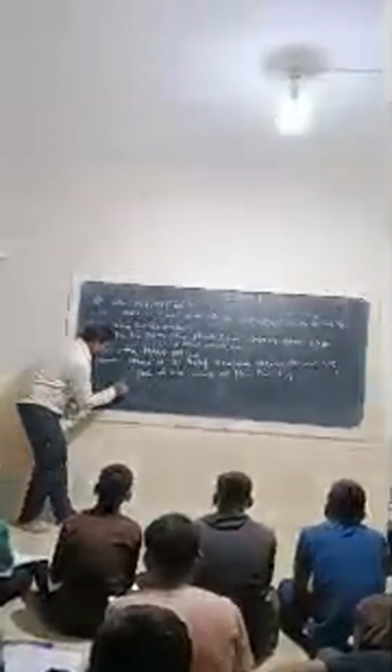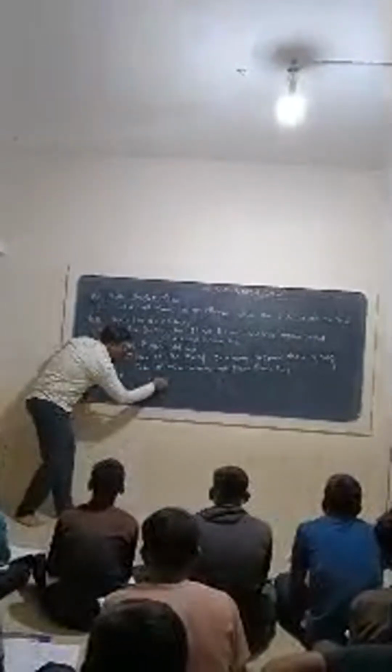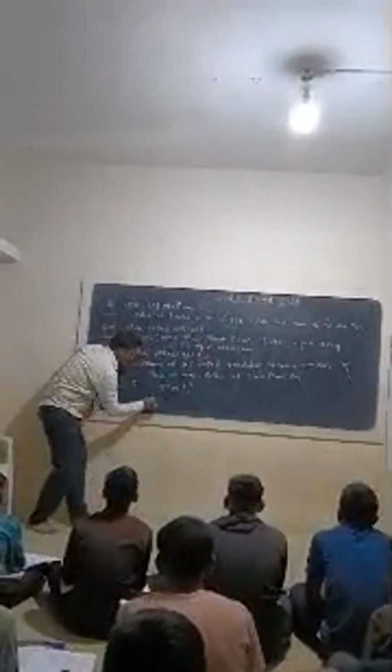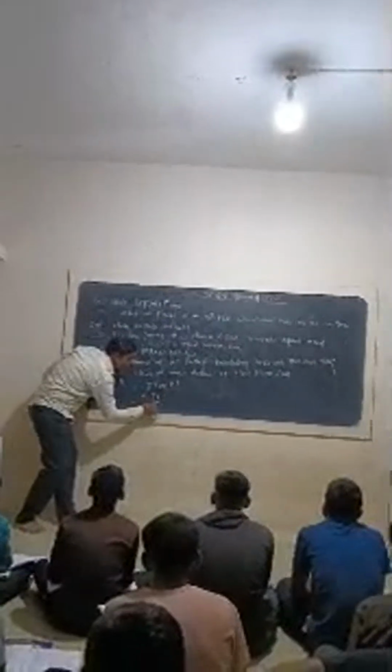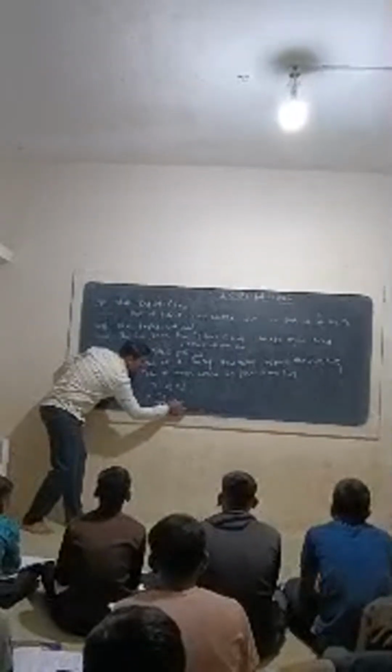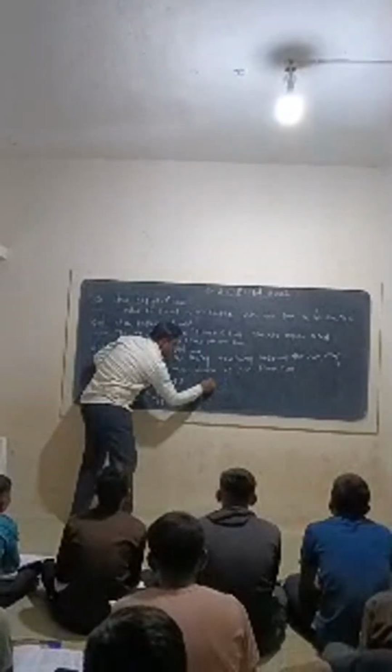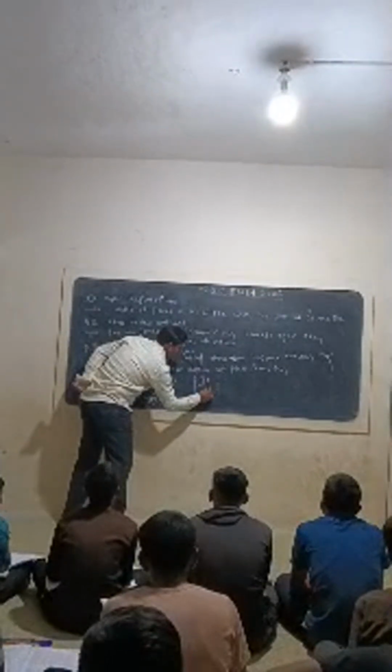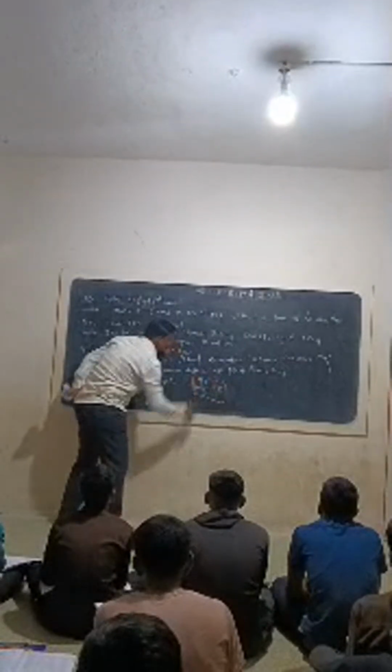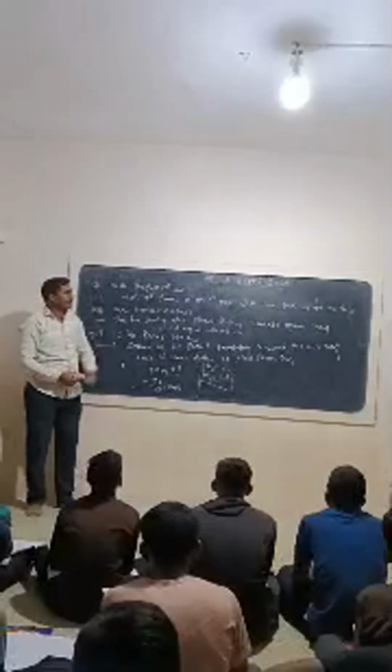Then how to write this equation? T square is directly proportional to r cube. That is, T square upon r cube is equal to a constant. This constant is also written as T square upon r cube is equal to k. This is Kepler's third law.